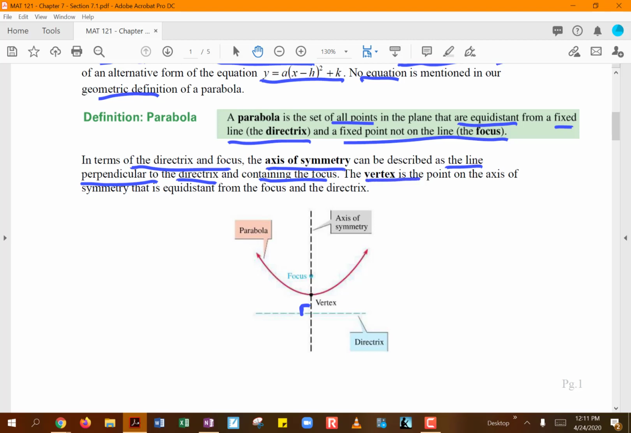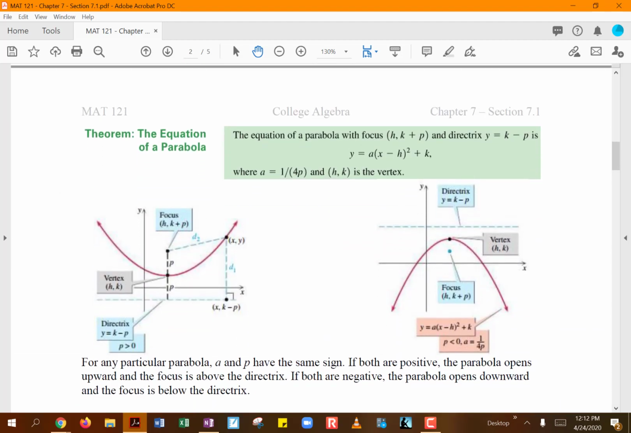And of course, we are also saying the vertex is the point on the axis of symmetry that will also be equidistant from the focus and the directrix. So we are saying this distance here between the focus and the vertex, and this distance here between the vertex and the directrix is also going to be the same distance. And this is going to be very crucial when we start looking at examples for these parabolas. Okay, so just some important information that you should keep in mind.